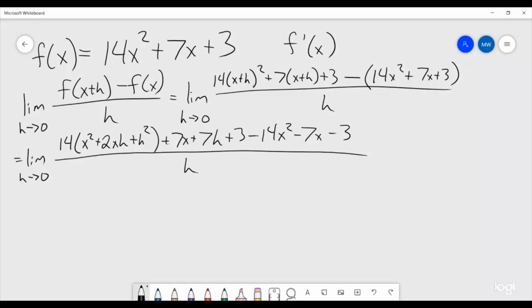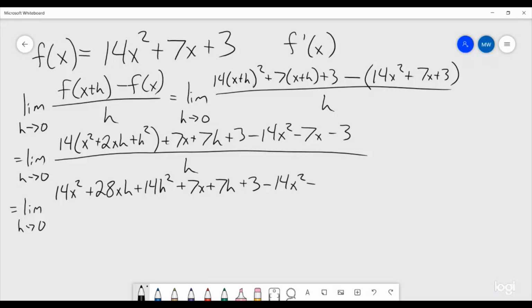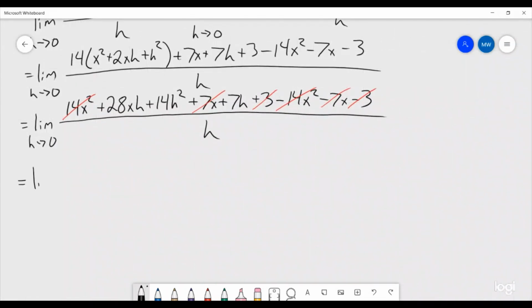And then if we expand out the top again, so we multiply the 14 out all the way through, we get the limit as h goes to 0 of 14x squared plus 28xh plus 14h squared plus 7x plus 7h plus 3 minus 14x squared minus 7x minus 3, all over h. Let's look for things that will cancel. Well, we have a plus 3 and a minus 3. Those will cancel. We have a plus 7x and a minus 7x, and a plus 14x squared and a minus 14x squared.